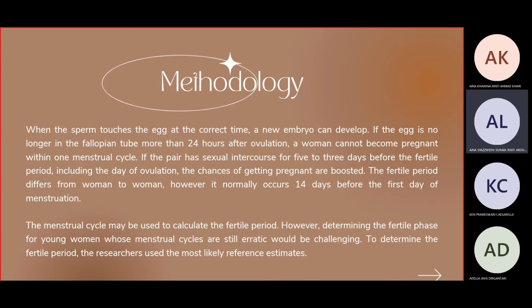As I said just now, we use a search engine to collect the data and get the facts about our study of ovulation. The menstrual cycle may be used to calculate the fertile period. However, determining the fertile phase for young women whose menstrual cycles are still erratic would be challenging. To determine the fertile period, the researchers used the most likely reference estimates.